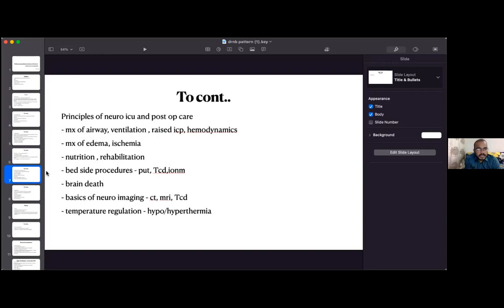Coming to the next, principles of neuro ICU postoperative care, like management of airway and ventilation, because the ventilatory strategies for brain protection are opposite to ARDS. So these interesting topics can be asked in your exam. And then types of cerebral edema. I think we have got a question related to this topic.